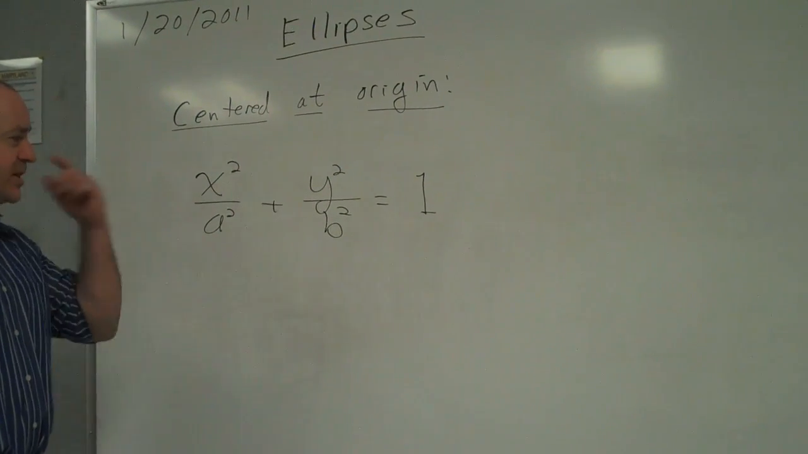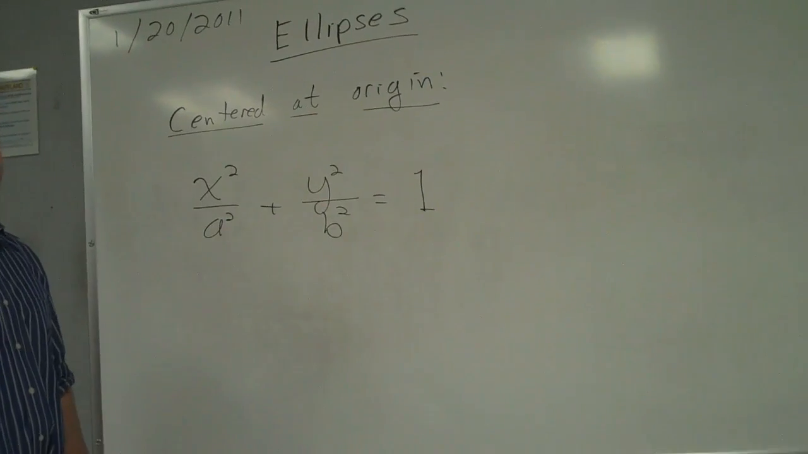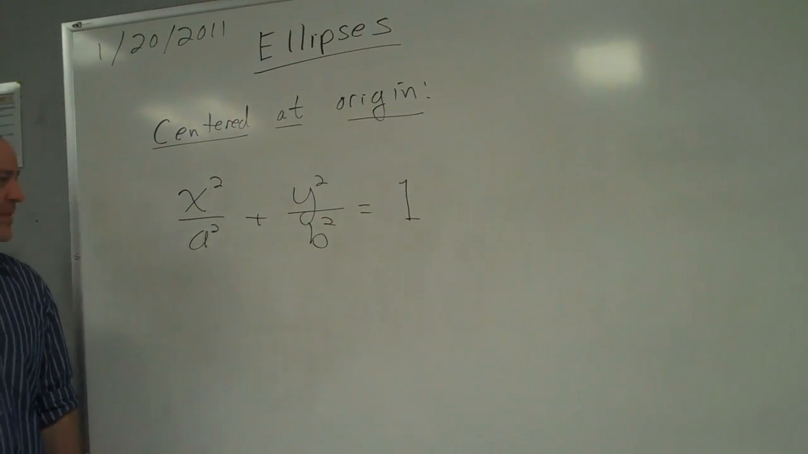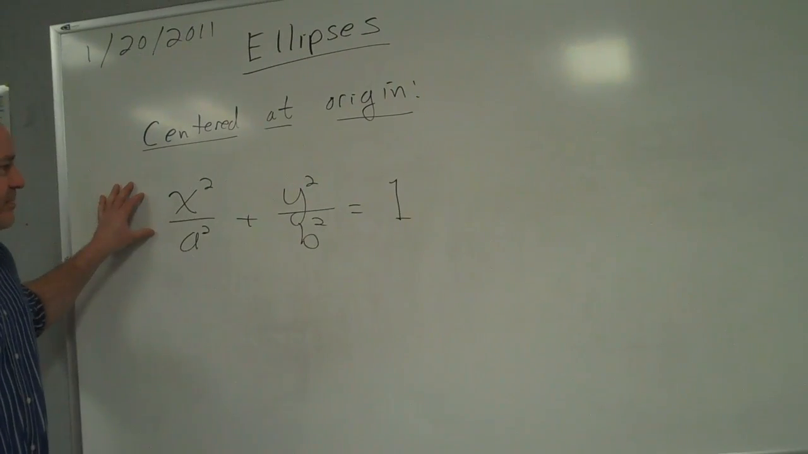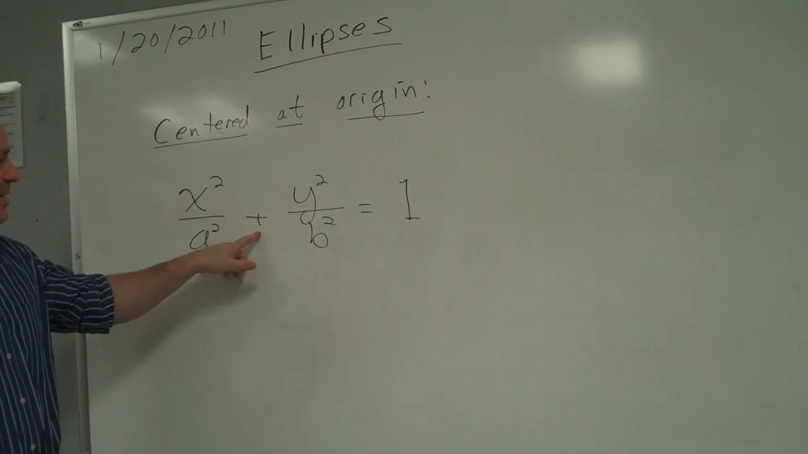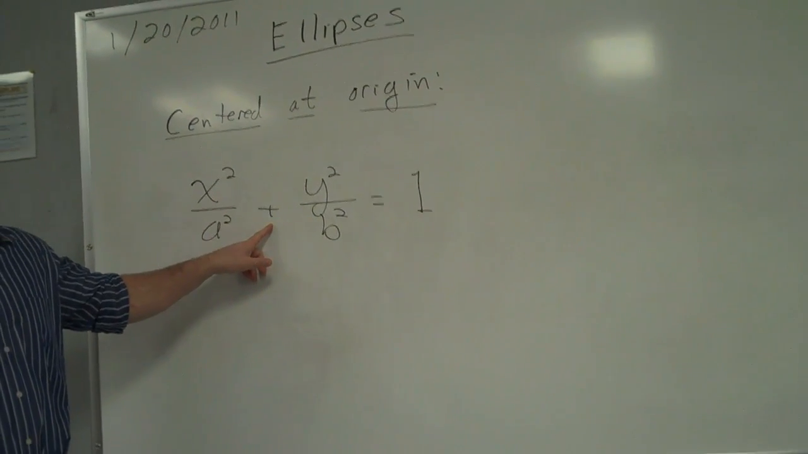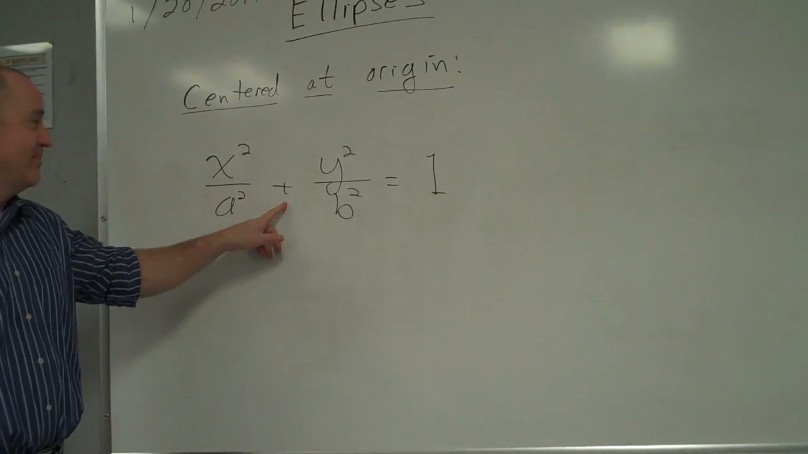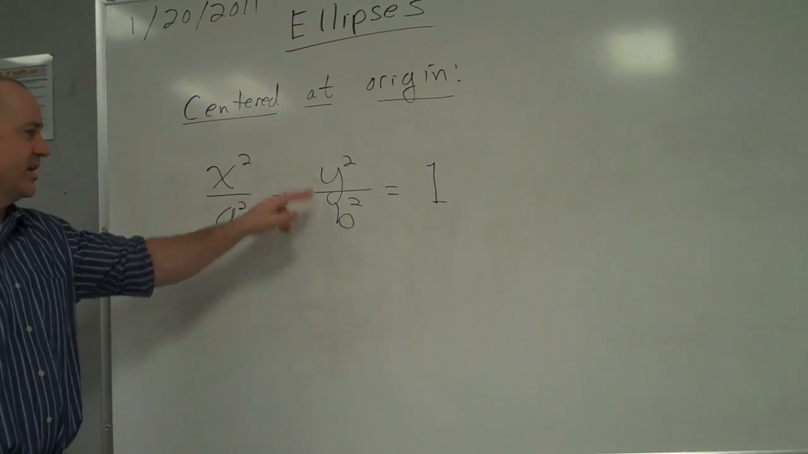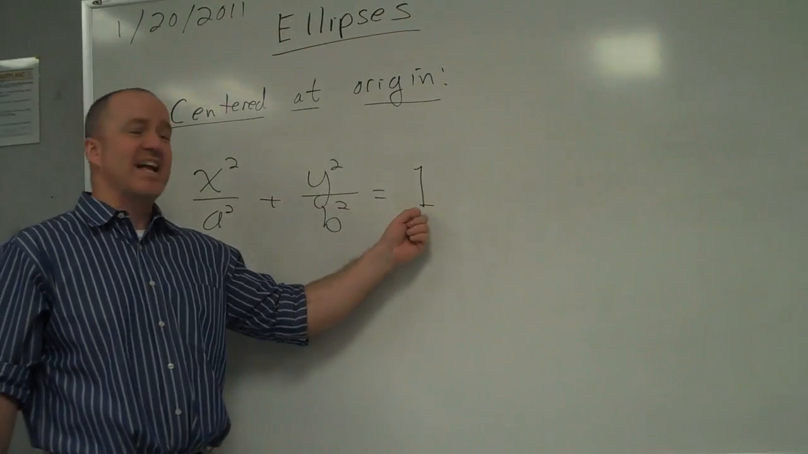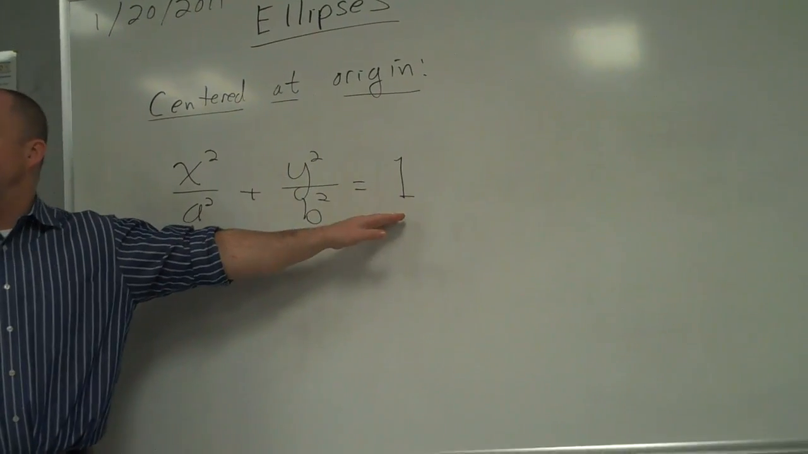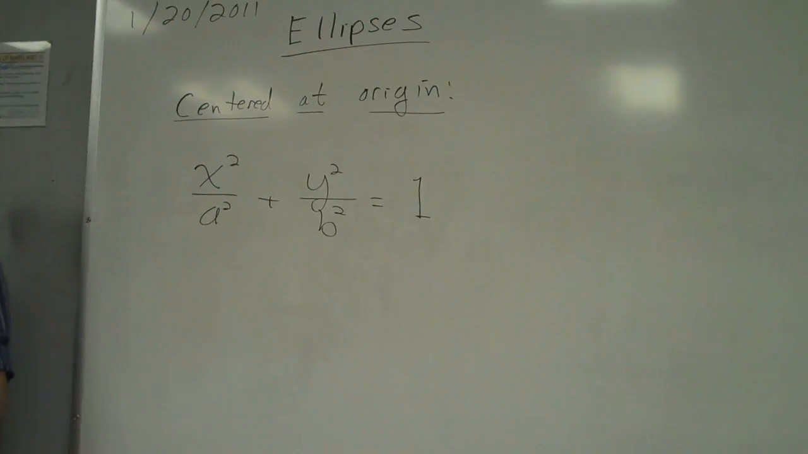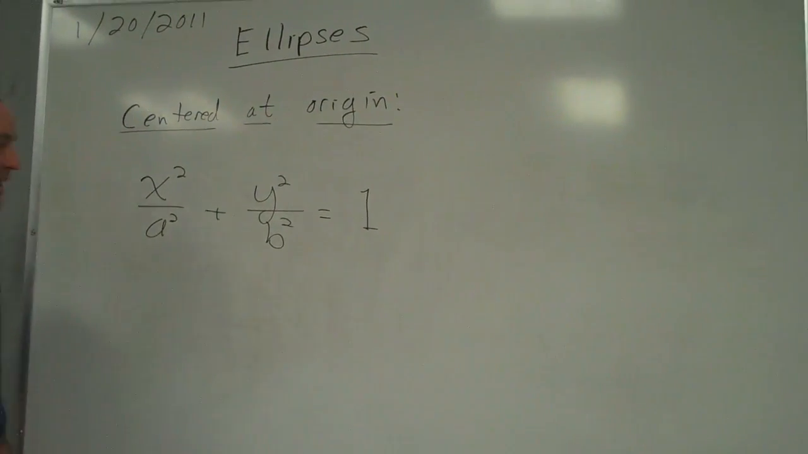X squared over a squared plus y squared over b squared equals 1 gives you all the information you need to know about an ellipse centered at the origin. It is a couple things. For it to be an ellipse, this must be plus. Everything has to be positive, but I hope it's a little obvious that if you square a number, it will be positive. And this has to equal positive 1. Cannot be negative 1. Cannot be any other number. Becca, I know you're seeing this for the first time, so I have to remember that.